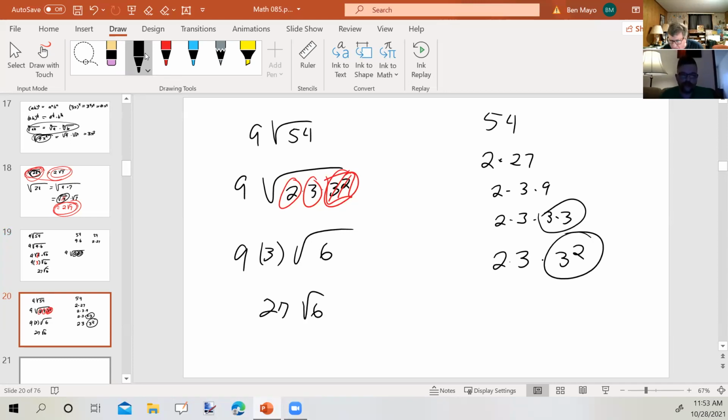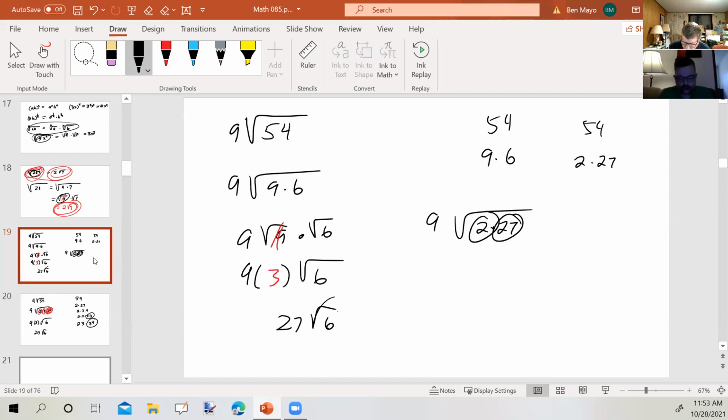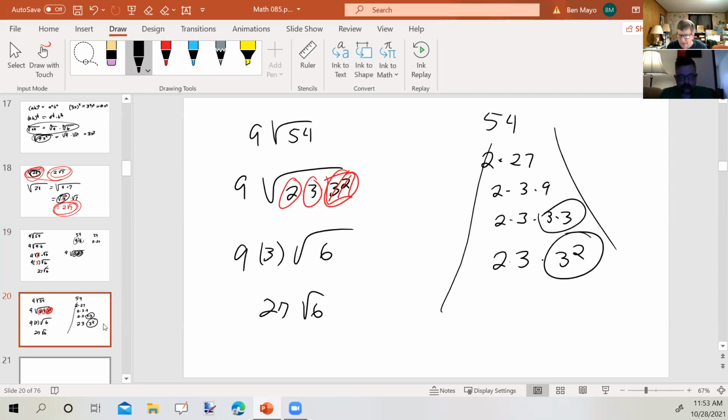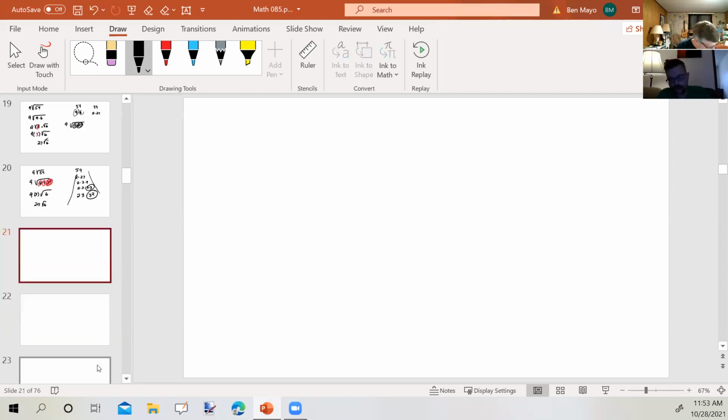That's sort of a longer way to go, but it gets you the same place. If you can't just immediately see that there's a square and some leftovers, you can always break it down and then build it back up, creating squares or whatever it is you need. All right? Good to go?